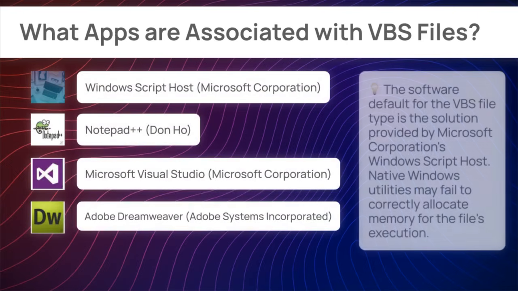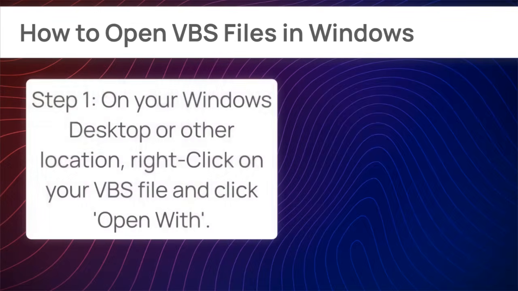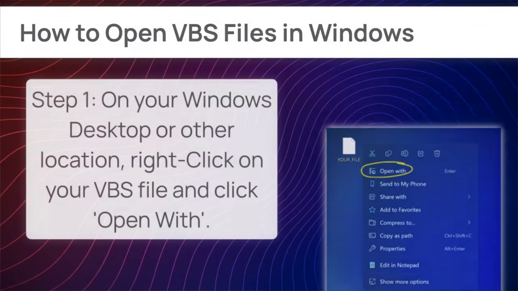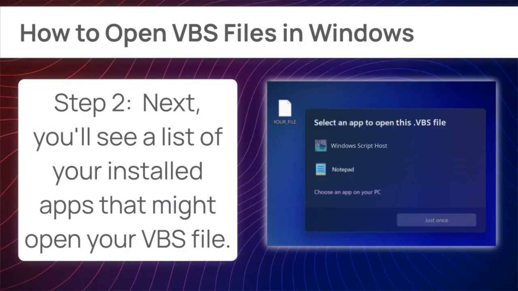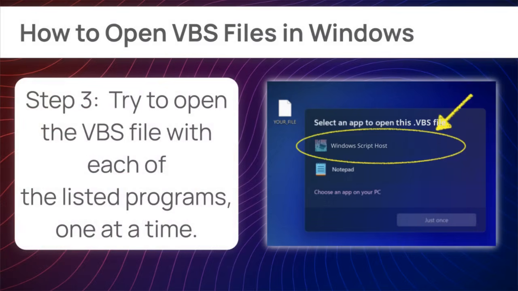Opening this file with an unknown Windows program poses a critical security risk. Windows may display the syntax, but the logic executes only within the proper environment. The first step is testing the ecosystem. Right-click your VBS file and click Open With. If Windows Script Host is available, start with that. If not, don't hesitate to test every other option in the list.